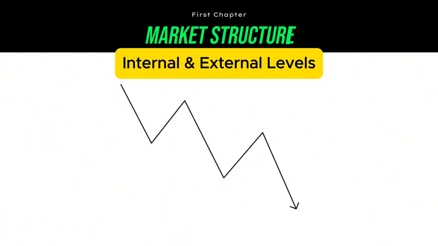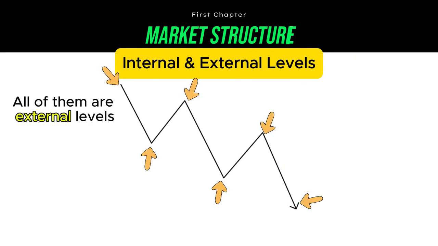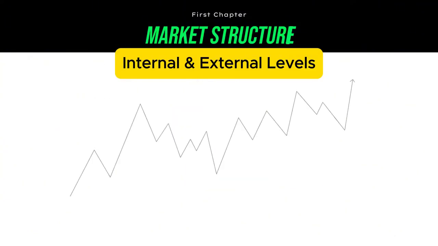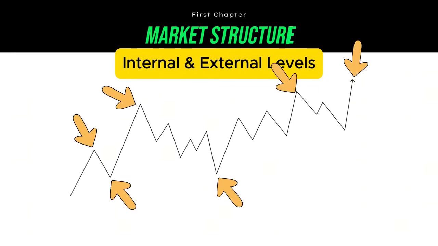Same goes for the simple downtrend. The only levels are the external levels, and they are each major high and low. Now let's look into the more complex price action. Upside, pullback, and break to the upside. First, let's identify the external levels. They are the same as previous ones, meaning each major high and low.